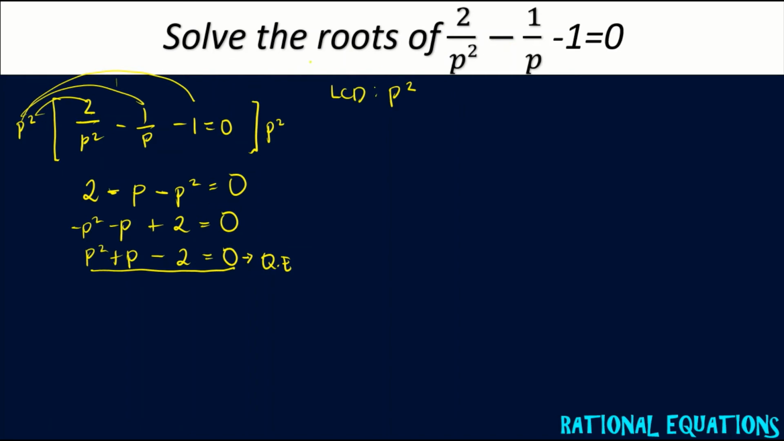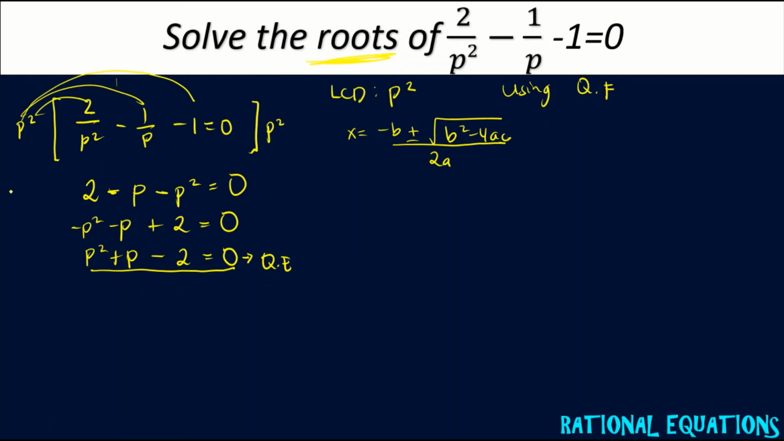After this, we have to solve for the roots. To solve for the roots, any method will do. Pwede quadratic formula, pwede completing the square, pwede factoring if it is factorable. Okay, so let us try using the quadratic formula. The quadratic formula: x is equal to negative b plus and minus square root of b squared minus 4ac all over 2a.